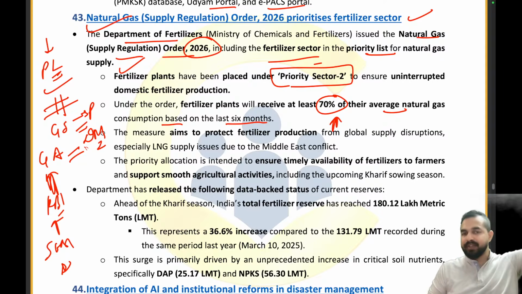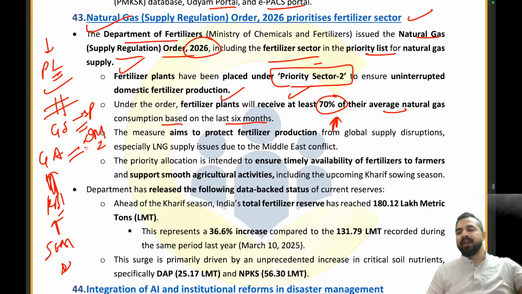Similarly, our fertilizer sector requires a lot of natural gas supply, right? So we have kept them on the priority list, that is the priority sector 2, to ensure uninterrupted domestic fertilizer production. That is why we are coming up with this part.